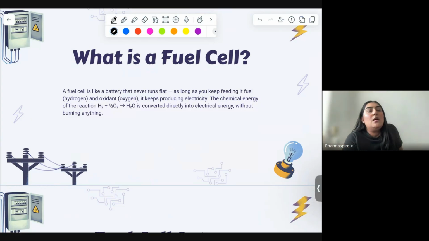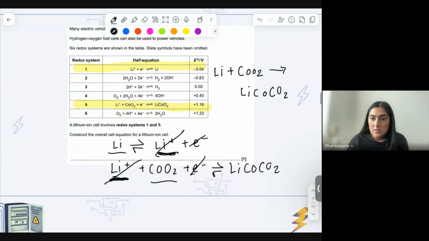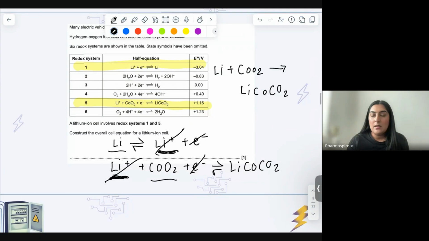Fuel cells, right. With fuel cells, now I've seen a few things. Is this right in a half equation? They want the overall cell equation. Is it always one arrow? Yes. If it's for the full overall equation, use one arrow. If it's ionic, just do reversible states.